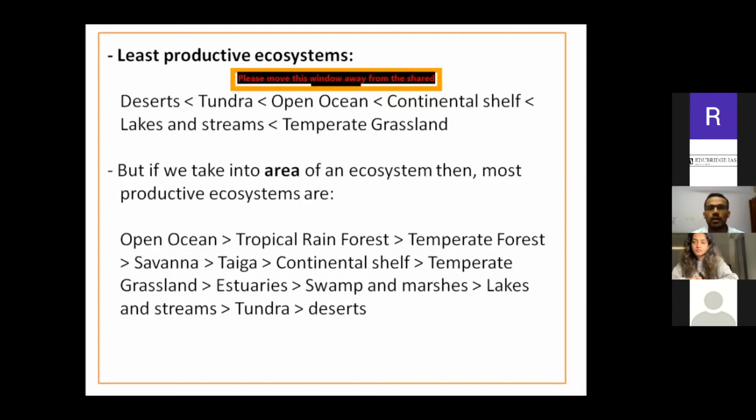Then least productive ecosystems. So least productive ecosystem, deserts, obviously deserts, they are least productive of all the ecosystems.